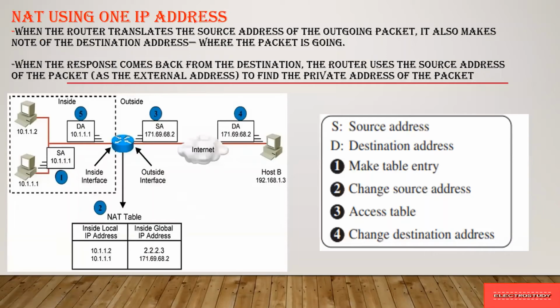Now, NAT is divided into using one IP address and using multiple IP addresses. Using one IP address, the translation table will have two columns: your private address and the external address. That is, inside local IP is private and this is global. When the router translates the source address of the outgoing packet, it also makes a note of the destination address where that packet is going.